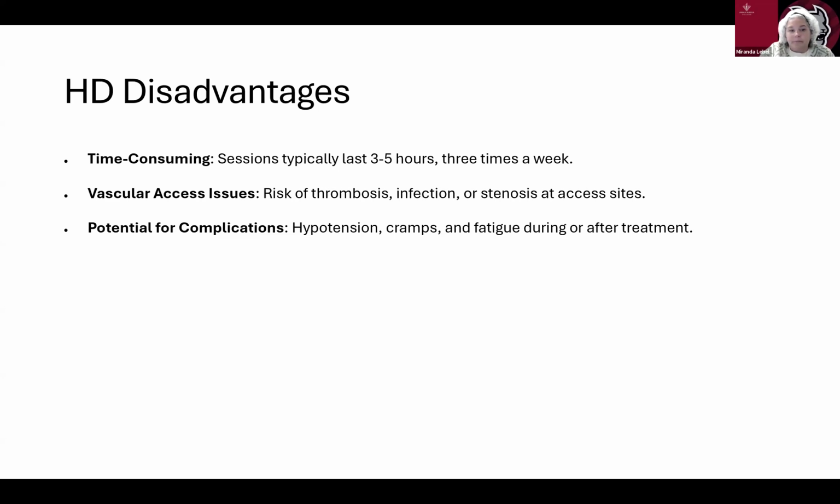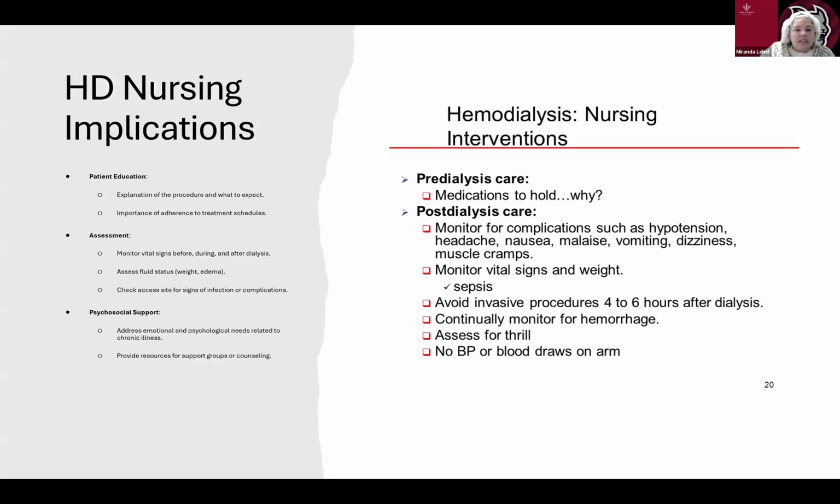So our nursing implications here are going to be explanation of the procedure, importance of adherence to treatment schedules, monitor vital signs before, during, and after, assess fluid status, check access site for signs of infection complication, address emotional and physiological needs related to chronic illness, and provide resources or support. And I have this little checklist here so that it'll help you remember a little bit.